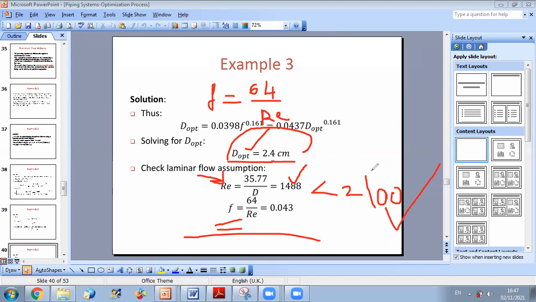If the assumption turned out wrong, then I should use the diagrams. So I should repeat the procedure and use diagrams. We'll do examples on diagrams next time. Any question before we stop?